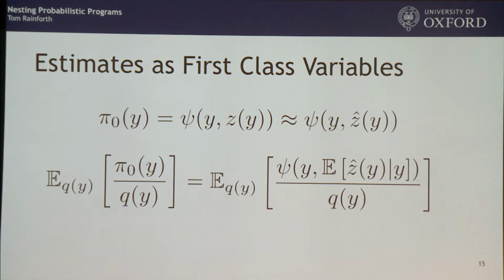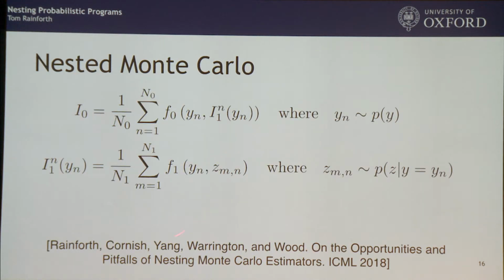It was still a standard expectation. The nested inference and these estimates of variables are cases of nested expectations. So if we care about the statistical implications, we need to look at the statistical implications of nested expectations themselves. So this takes us to some earlier work we did at ICML on nesting Monte Carlo estimators.